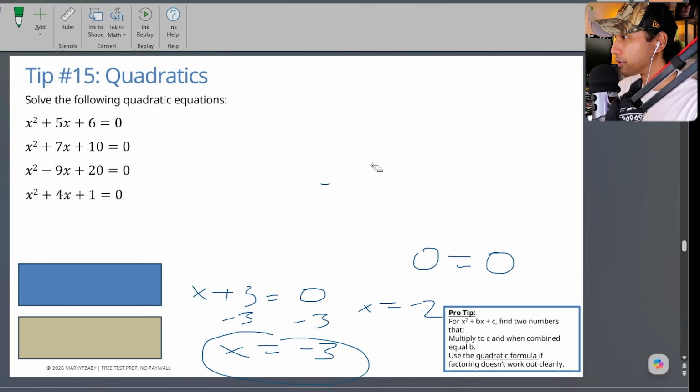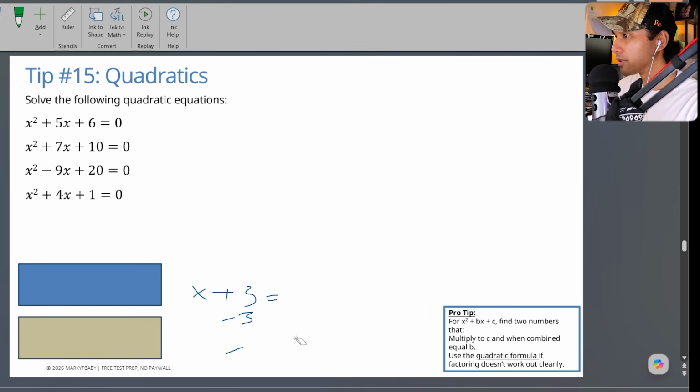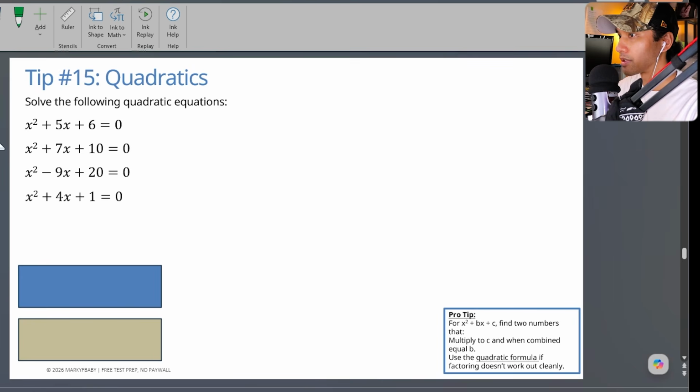And I won't do the next ones. That took too long, okay? I want you to solve these ones, okay? I want you to find two numbers that when multiplied equal c, which is 10, and when combined together equal 7x. And the same for this one, okay? And because I'm not doing those, I want to do this right here.